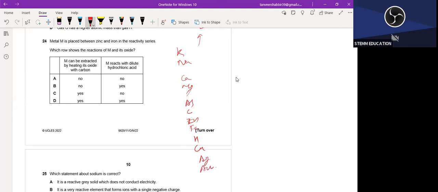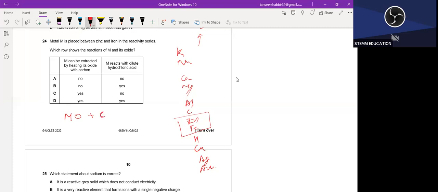So we are saying that M is placed between zinc and Fe. Okay, zinc and Fe. Now, M can be extracted by heating its oxide with carbon. If I have the oxide of that metal and I react this oxide with carbon.